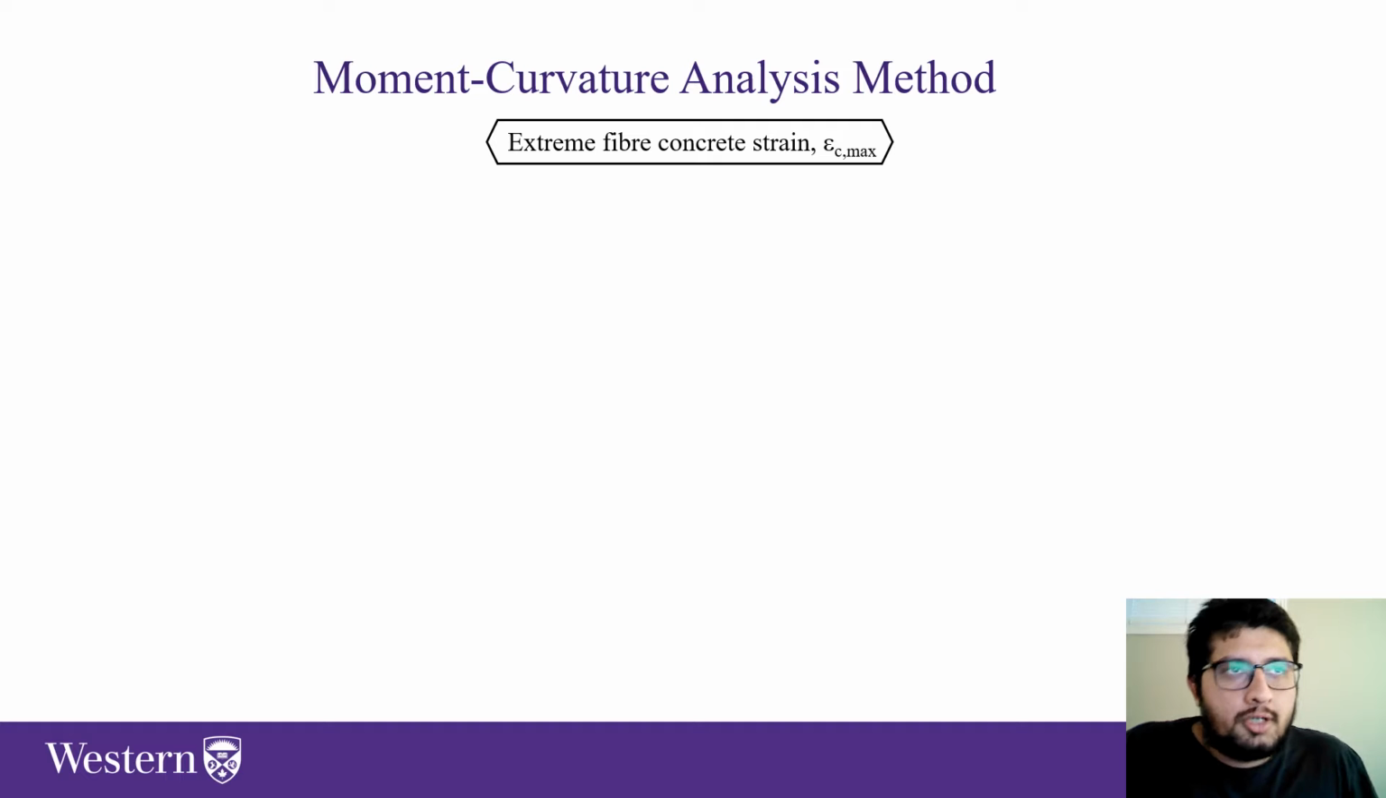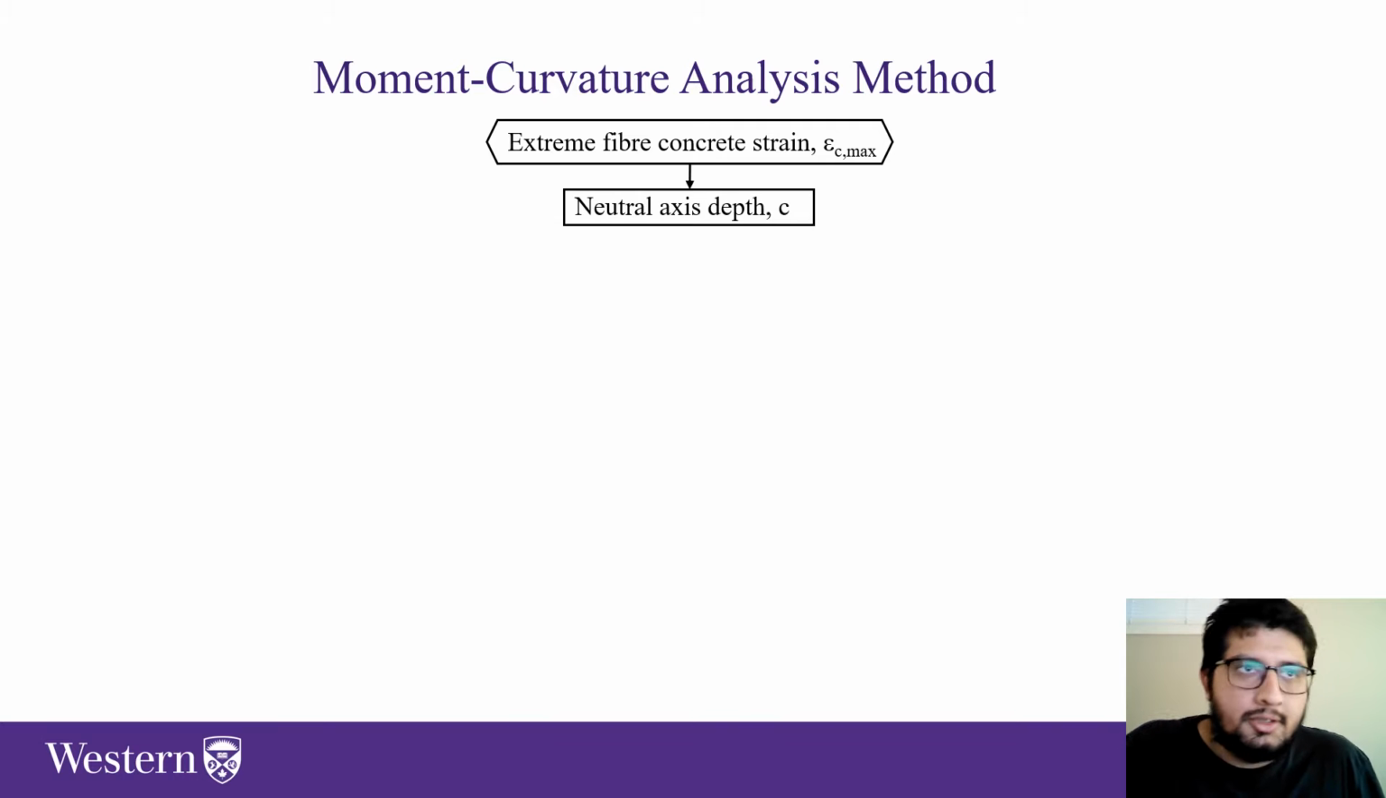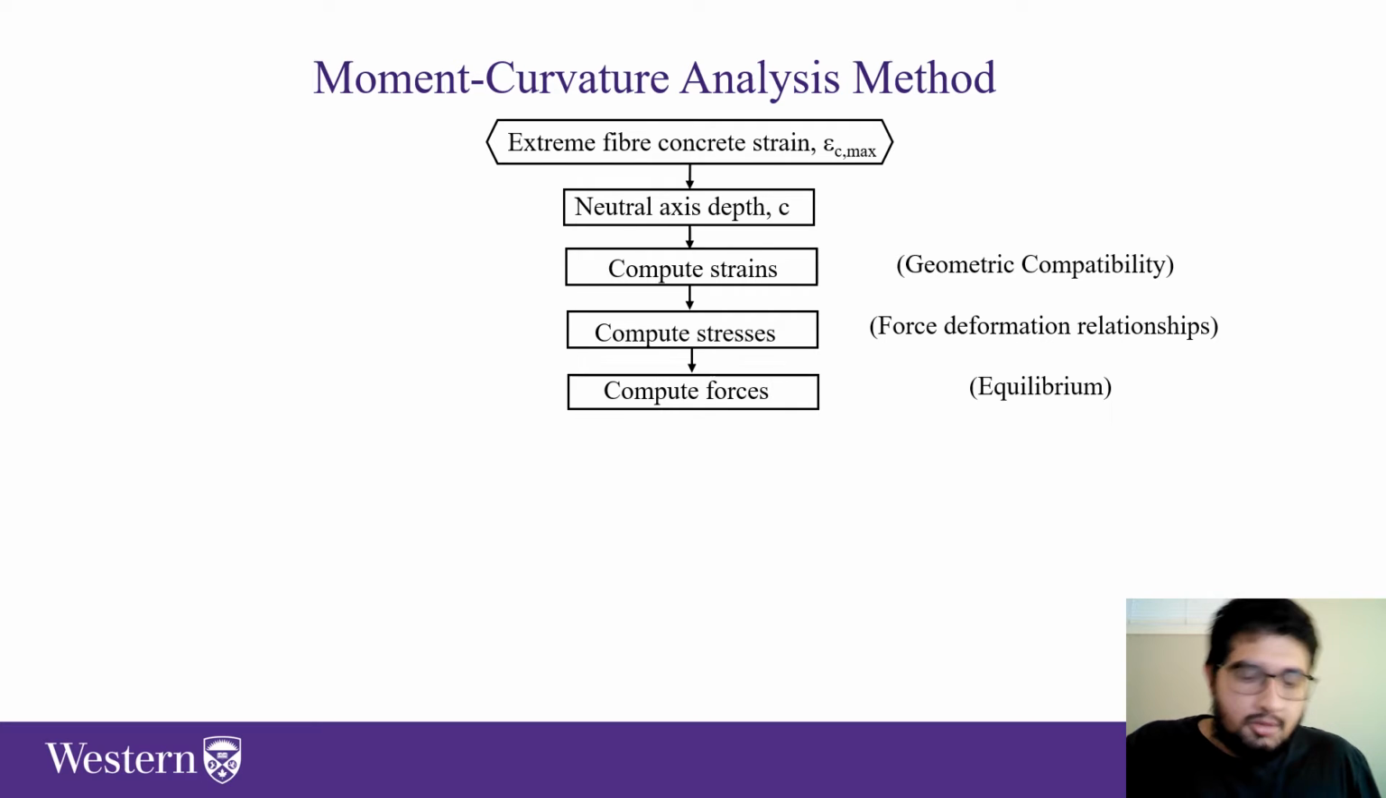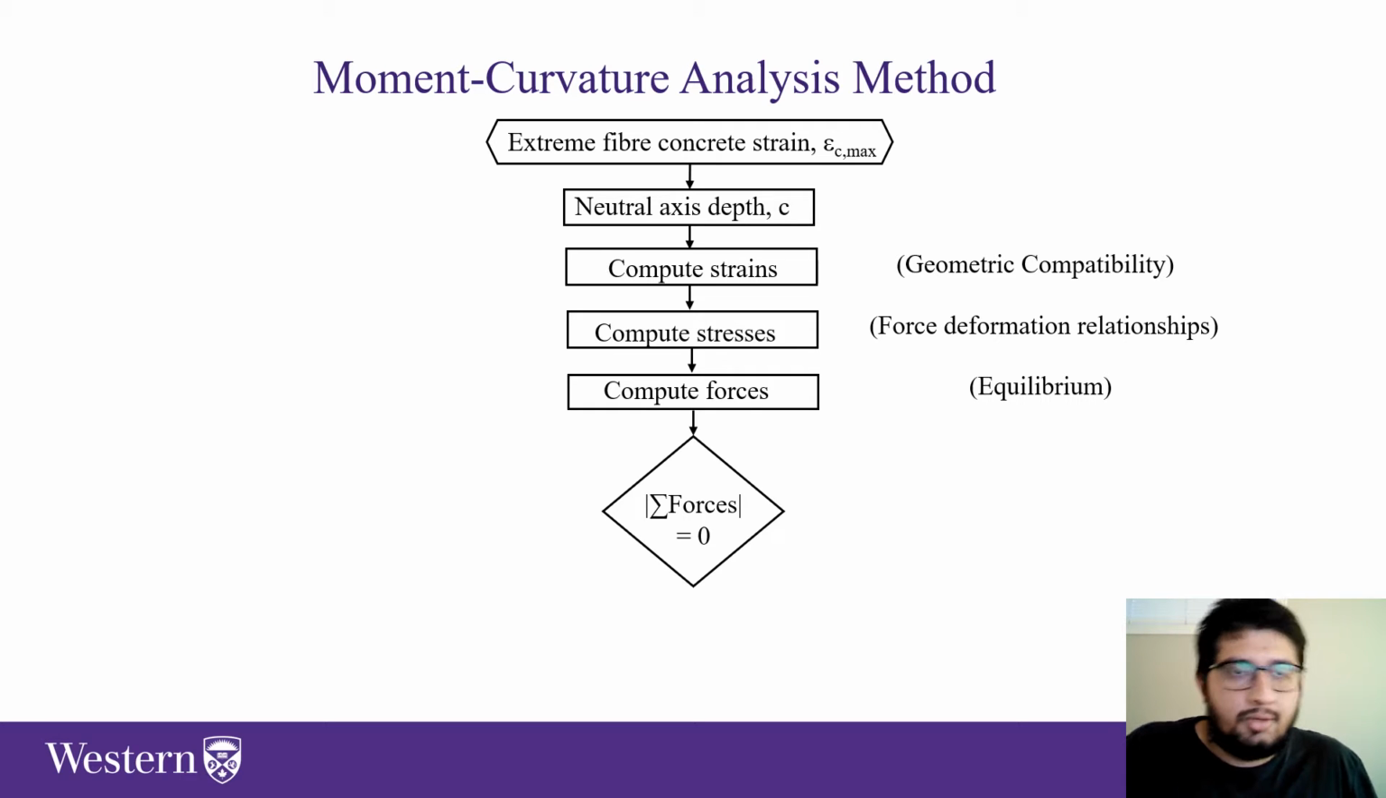So to conduct the moment curvature analysis, we first have to select an extreme fiber concrete compressive strain and also choose a neutral axis depth. From there, we can calculate the strains in the steel and the concrete, also the stresses and the forces, so the concrete compressive force and steel tensile force, and we have to equal those to 0 because we have to maintain a static horizontal equilibrium.